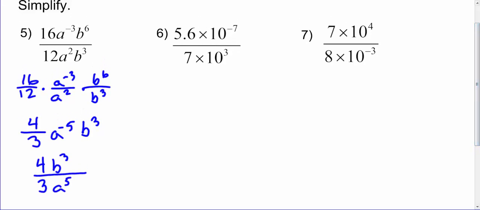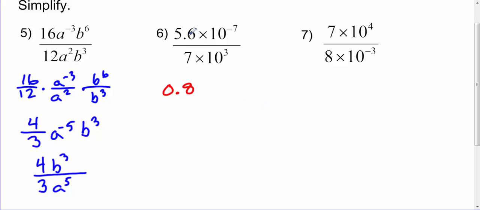All right, number 6, a little scientific notation that we're working with here. 5.6 divided by 7. That could simplify. Now, some of you may want to use a calculator on that. I know this 0.7 goes into 5.6 8 times. So what I have here is 8 tenths or 4 fifths. Although, since we're dealing with scientific notation, if it's 4 fifths, let's write it as 0.8.